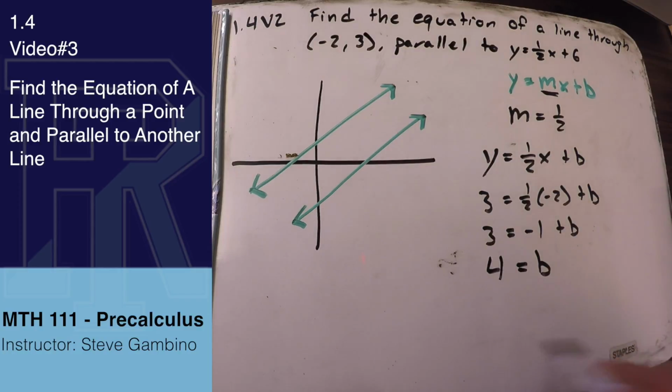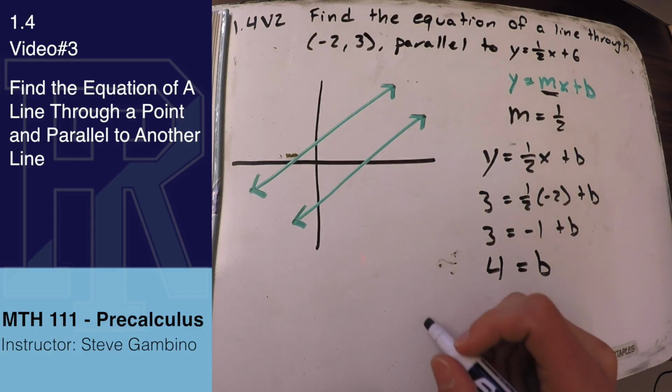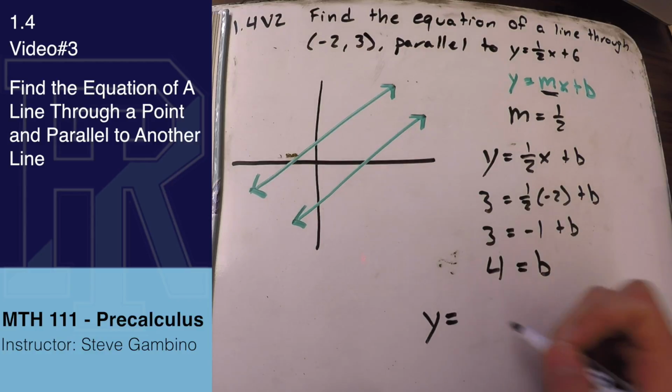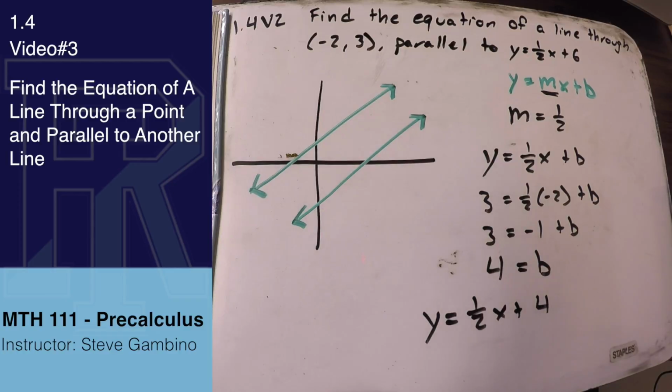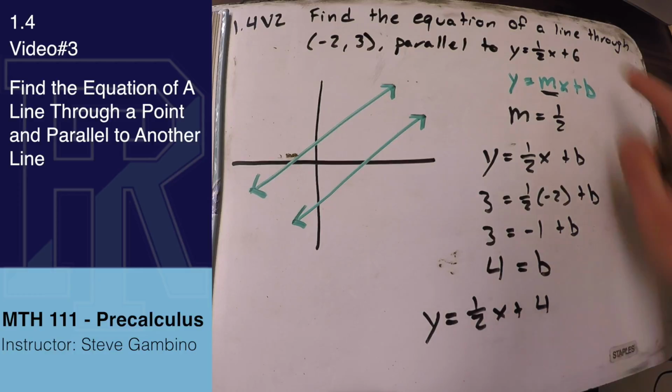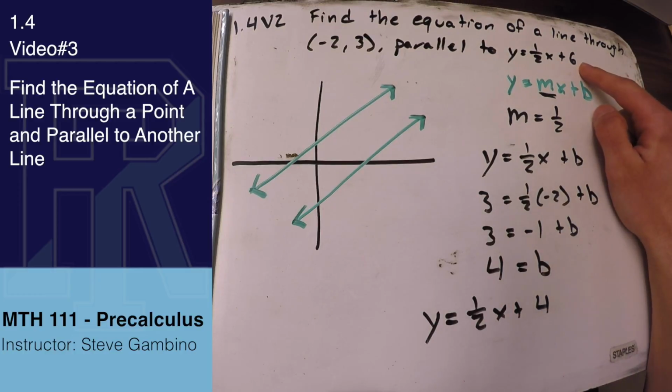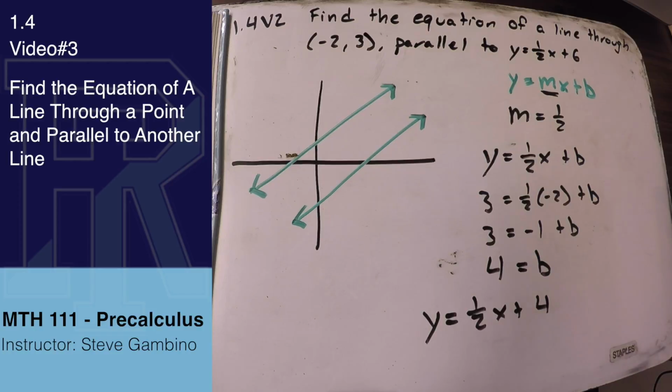And that's really all I need to do now. Just plug that information back into our y is equal to mx plus b, which we know is now y equals 1/2 x plus 4, and we found a line that has the same slope as y equals 1/2 x plus 6, which means it's parallel to y equals 1/2 x plus 6, and runs through the point (-2, 3), because if we plug in -2 here, we're going to get a y value of 3.